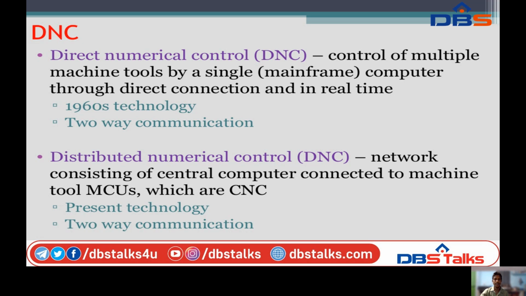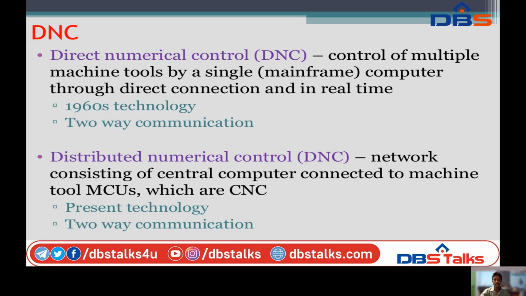And coming to the second one, direct numerical control. What is direct numerical control? In DNC, control of multiple machine tools by a single computer through direct connection and in real time. Here, the numerical control will be directed by using a single computer. Two-way communication is used here.